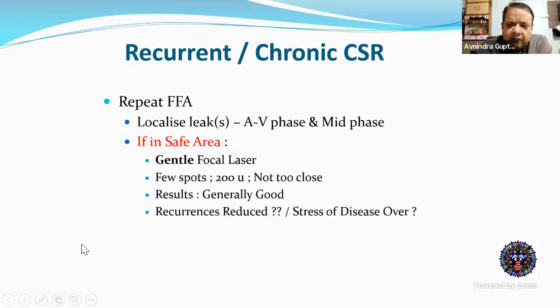Few spots of 200 micron, not too close to the fovea, are given. The spot should be very gentle. It should be whitish, it should be yellowish in color, or you can do a photo fermentation kind of laser. The results are generally good, and recurrences are reduced.